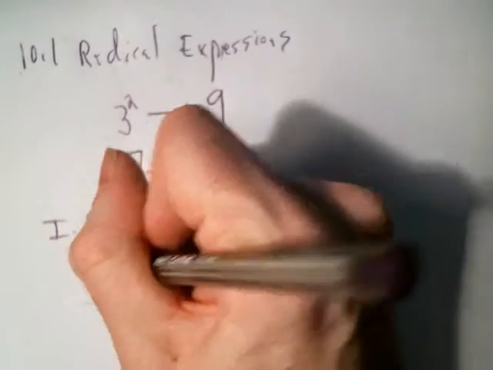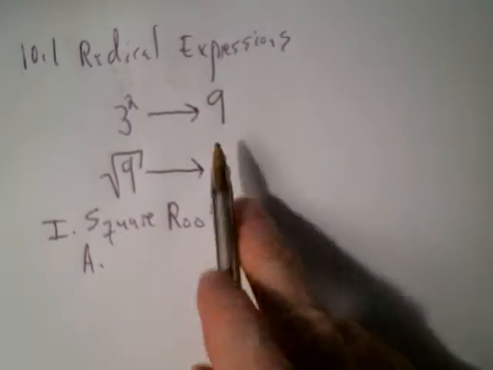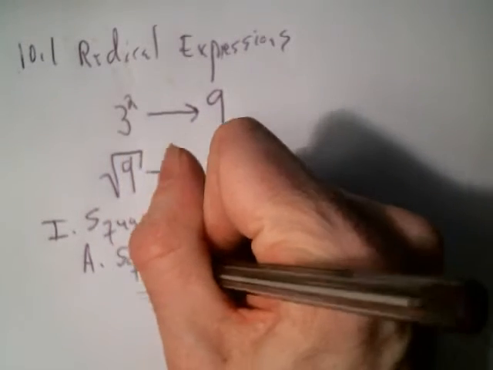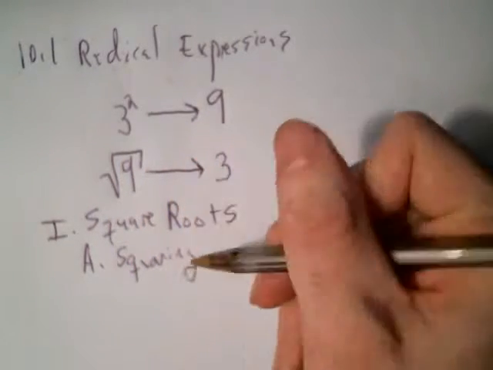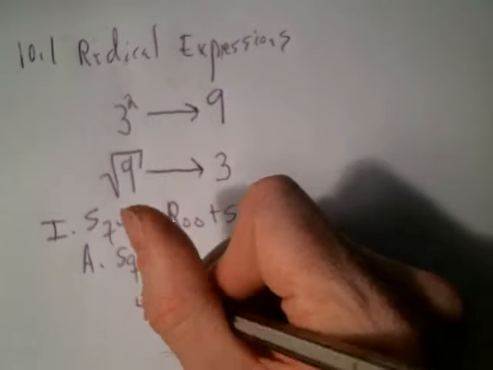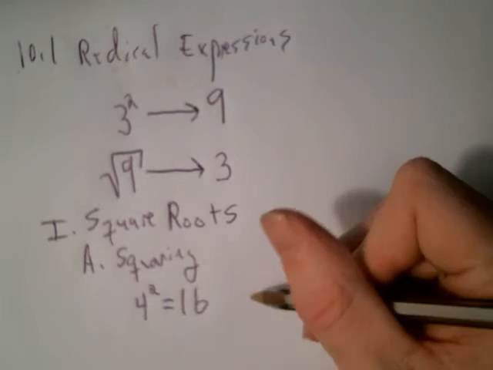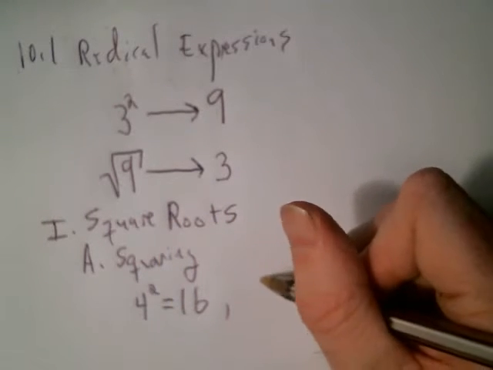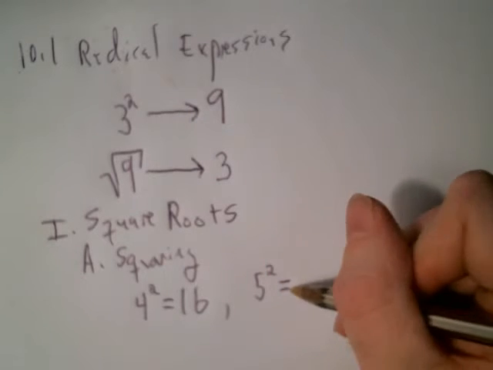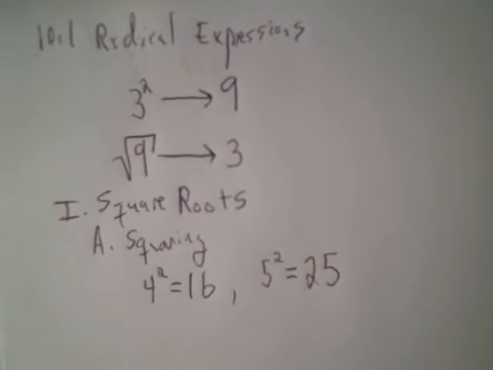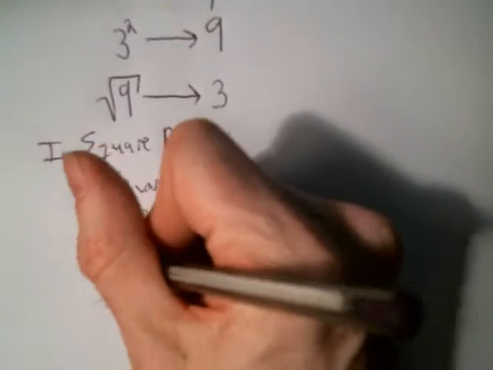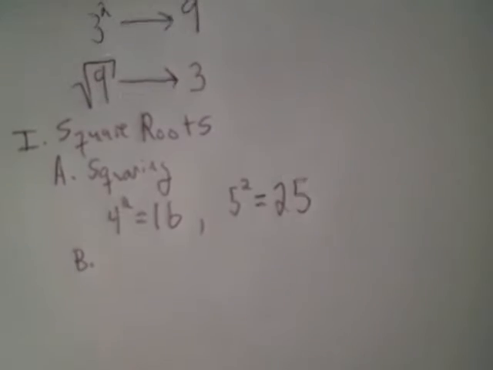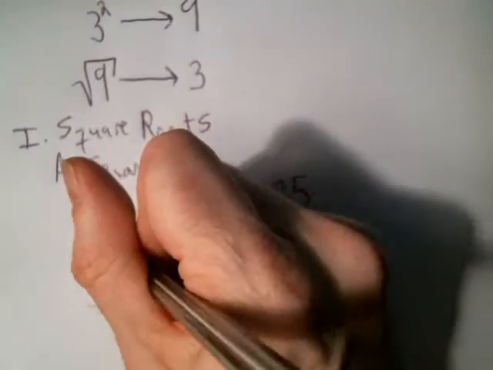And of course, this first direction is called squaring. And so if we have 4 squared, that equals 16. And then likewise, if you have something like 5 squared, that will equal 25. So we're pretty familiar with that. The subject now, though, is the reverse direction, the square root.